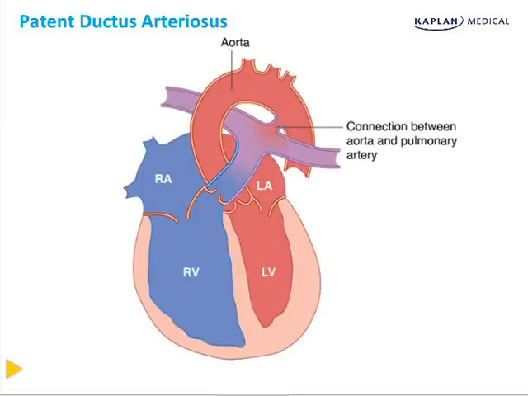This is our patent ductus arteriosus animation that's going to help explain why we have the wide pulse pressures and why we have the bounding pulses. The machine-like murmur is, as we said, because there's always going to be a pressure differential between the left side and the aorta and the right side in the pulmonary vasculature.